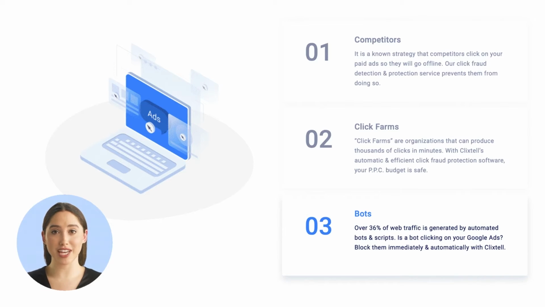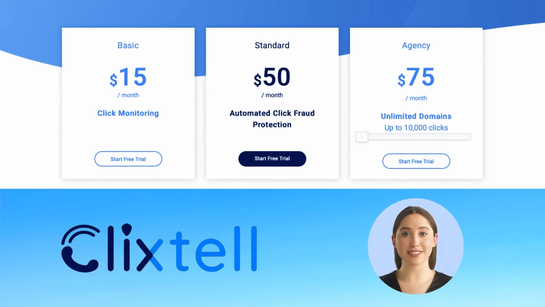Clixtell Price: powerful click fraud protection software for your business. 7-day free trial. Get started instantly. Clixtell Compare Plans. In short, Clixtell has 3 main pricing options. The first one, Basic, is $15 per month. The second package is called Standard, and the price is $50 per month. The last option is Agency, which is $75 per month. You will get unlimited domains for up to 10,000 clicks.